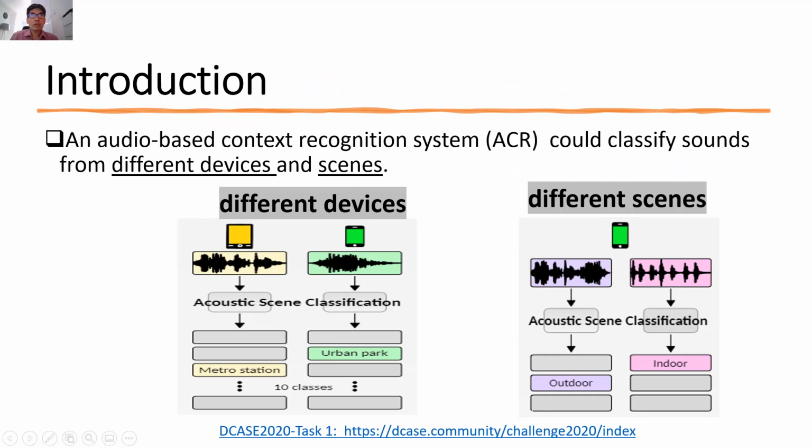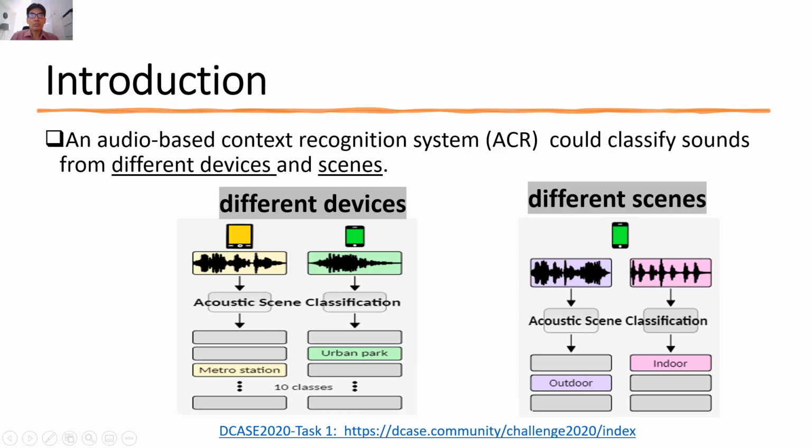As for introductions, an audio-based context recognition system could classify sound from different devices and scenes. As you can see, these are the different devices and these are from different scenes. Different devices means that the acoustic sound can be recorded using different mobile devices, as you can see that the color is different. And for different scenes, it means that we can use the same mobile devices, but we can use them to record the different scenes.